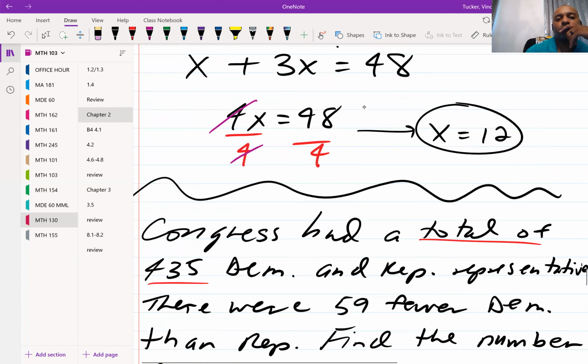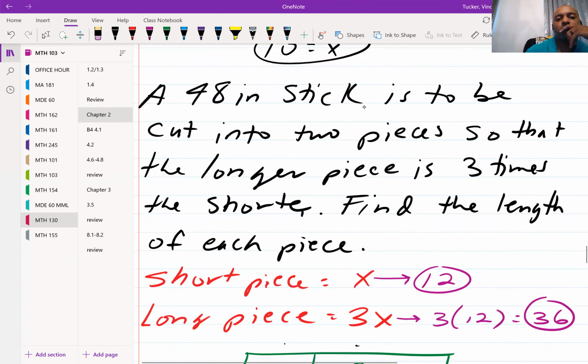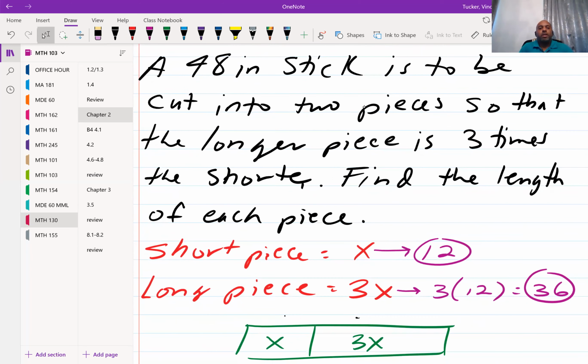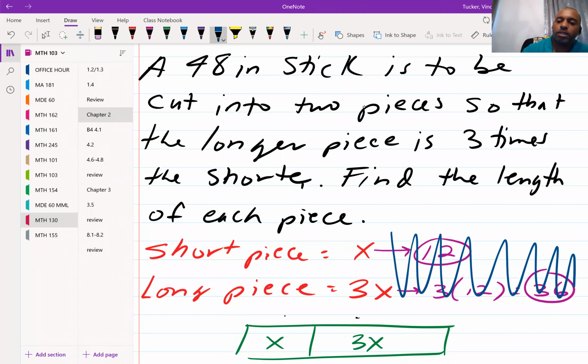All right, so yeah, let's look at this one. A 48-inch stick is to be cut into 2 pieces so that the longer piece is 3 times the shorter. Find the length of each piece. So don't want to do all that. That's the end result. So don't copy that part yet. That's the end.